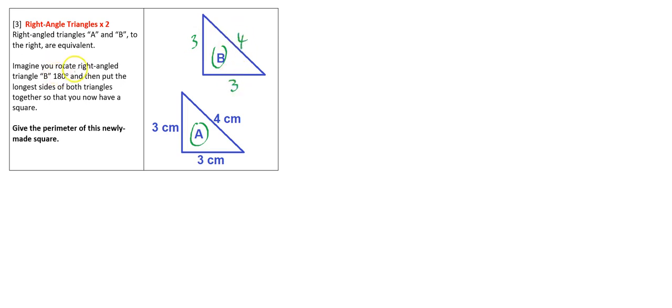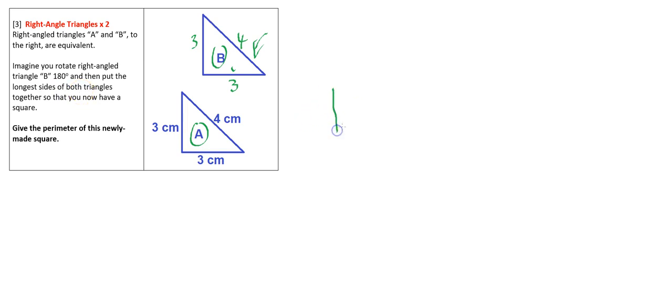Okay, imagine you rotate the right angle triangle B, so this one, and then put the longest sides of both triangles, so you rotate this 180, and then you put the longest sides of both triangles together, so that now you have a square. So what it must mean is this.